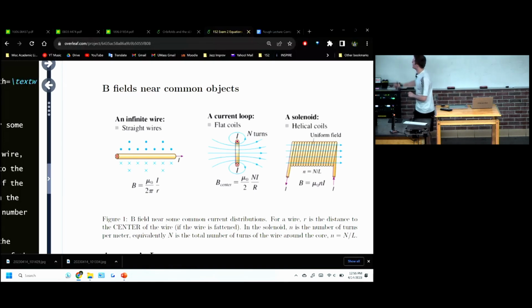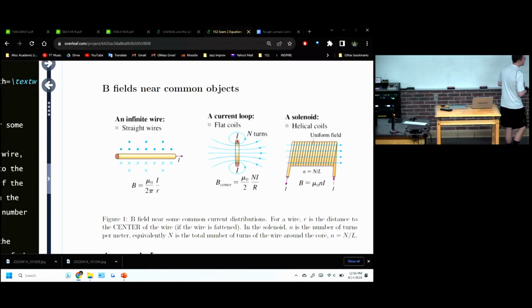Little n in a solenoid, I give this to you on the exam too, in the caption. Capital N is the number of times the wire wraps around the solenoid. People call it the number of turns. And L is the physical length in meters of the cylinder of the solenoid. Little n is just the amount of turns divided by the length. It's the number of turns per meter. And again, this is in the caption on the equation sheet if you need it.